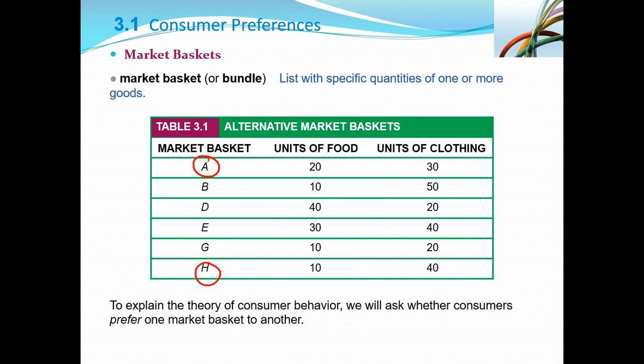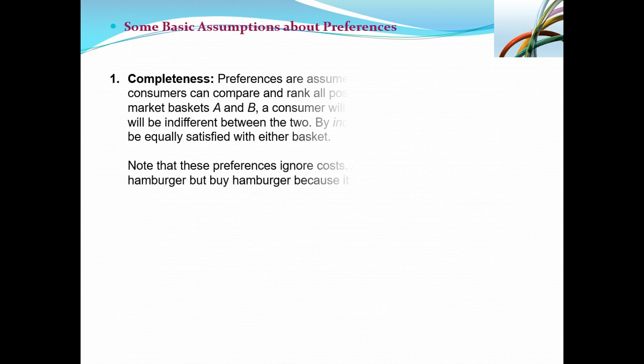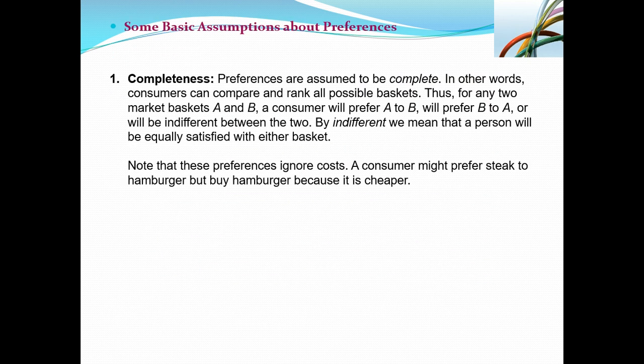So to explain the theory of consumer behavior, we'll ask whether consumers prefer one market basket to another. Is bundle A preferred to bundle B? Is bundle B preferred to bundle C? It's obvious that if A is preferred to B, it means that this guy is deriving more utility from A compared to B. So that's our goal. Now, first of all, let's discuss these properties or assumptions of consumer preferences.